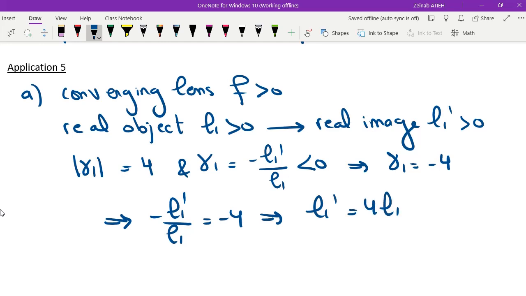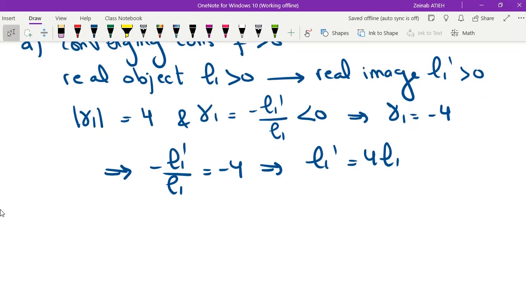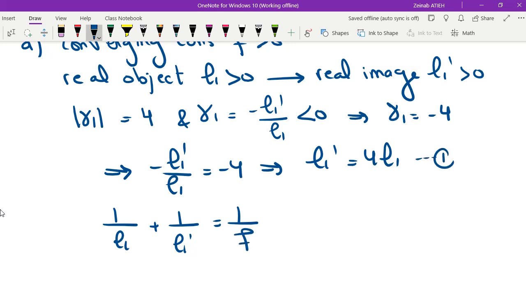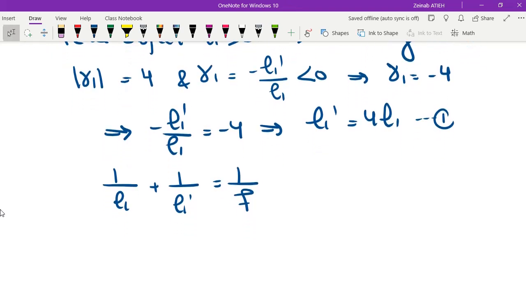Now what do I benefit from this? I can combine it with the Descartes position formula, or put it in the Descartes position formula for this experiment. If I apply the Descartes position formula, I will get 1 over L1 plus 1 over L1 prime equals 1 over F. Let me call this equation 1. Don't forget that here I actually have F. Okay, for L1 I don't have any information yet, but we will get rid of it from the second experiment.